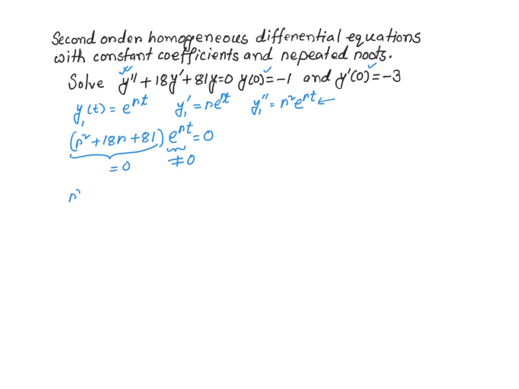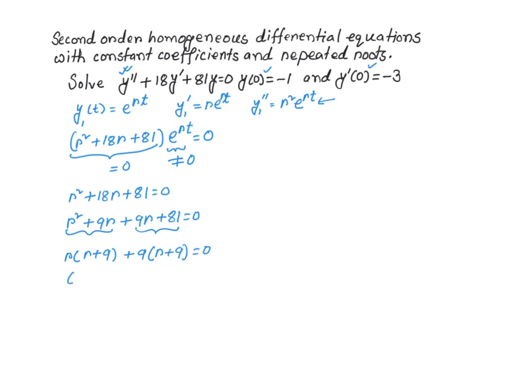So that's going to give me r square plus 18r plus 81 is equal to 0. I could factor it out quickly. r square plus 9r plus 9r plus 81 is equal to 0. And between these two, I could factor out r. That's going to give me r plus 9. Between these two, I could factor out 9. That's going to give me r plus 9. That is equal to 0. Then that will give me r plus 9 times r plus 9 is equal to 0. So the roots are repeated here. r is equal to negative 9 and r is equal to negative 9.